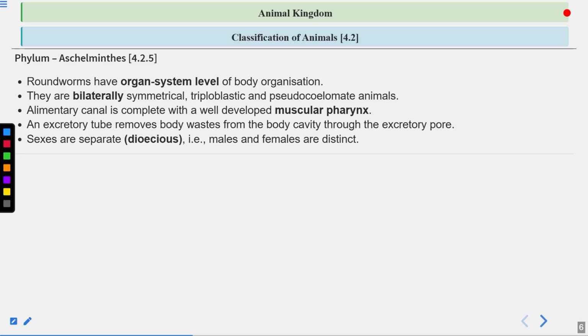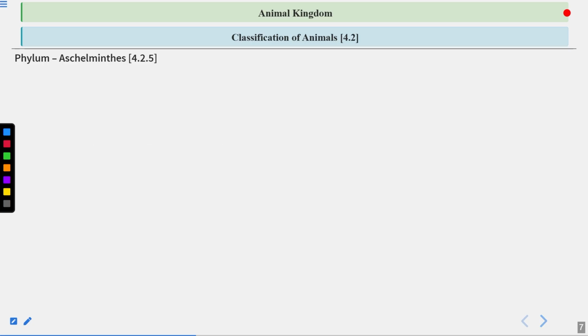Sexes are separate, dioecious. Just now we have seen the figure of the male and the female roundworm, right? Sexes are separate, dioecious, and the males and females are distinct. Just by looking at the external morphology, you can tell that this is the male one and this is the female, the male and female individual, right? So they are dioecious, very important. Often females are longer than the males.